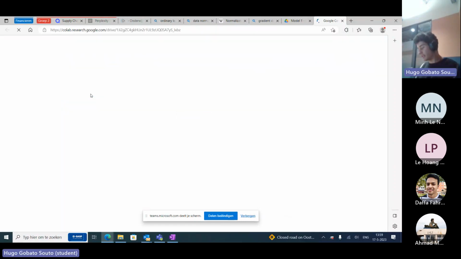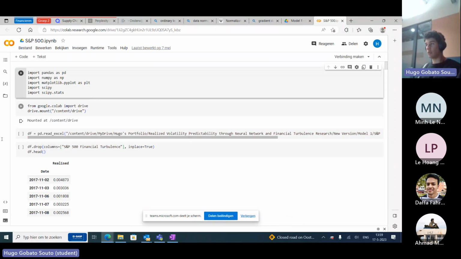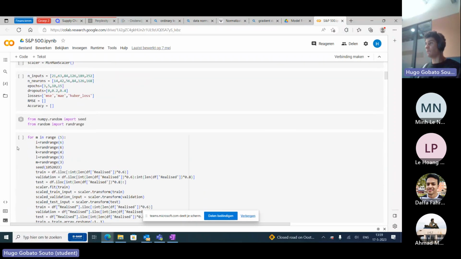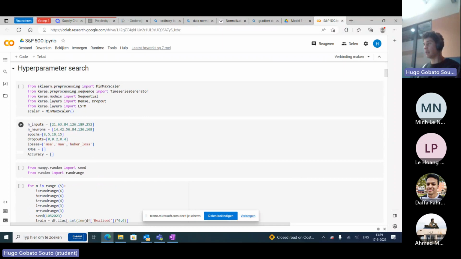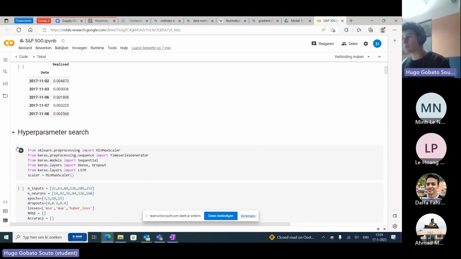This research that I did about predicting realized volatility of the S&P 500, and I created a neural network. But it's essentially the same. Okay, you need to understand Python, but Python is just a language, so you're just applying everything that I told you up to right now.